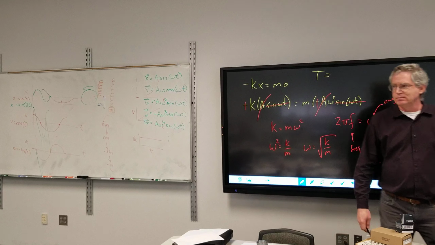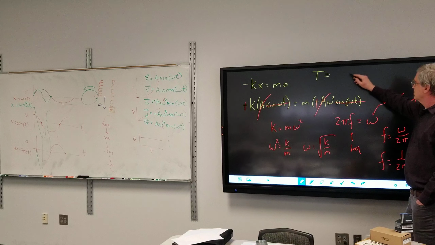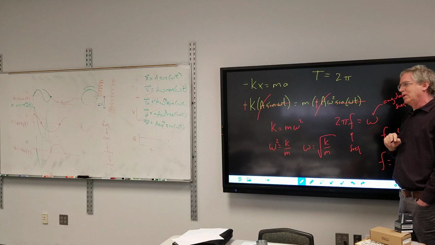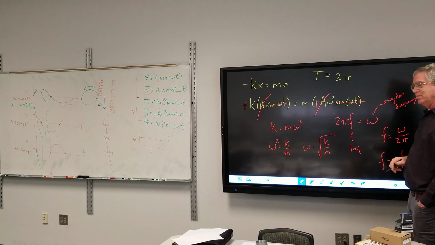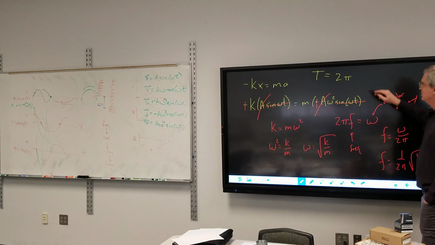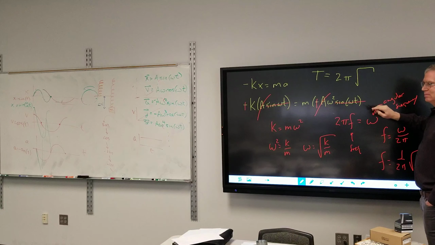Formula. 2 pi over omega. That'll be in terms of k and m. Okay. 2 pi times the square root of m over k.